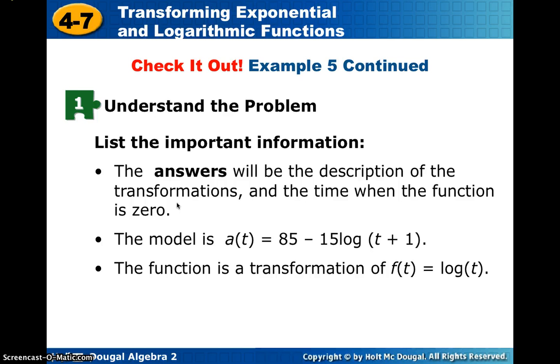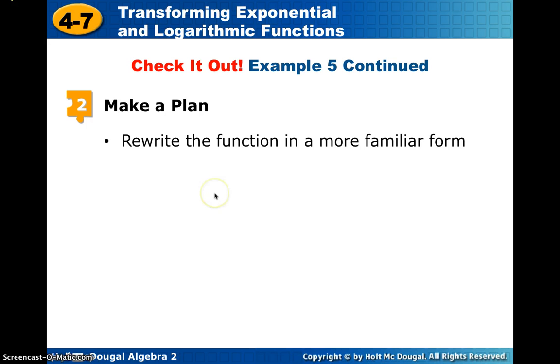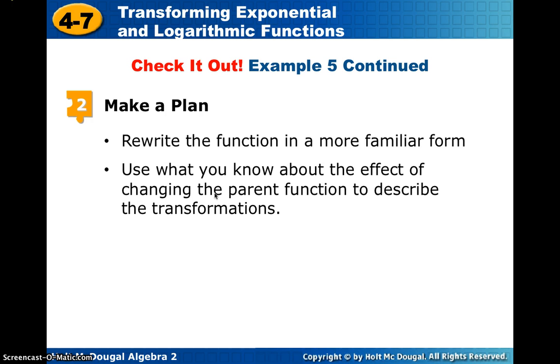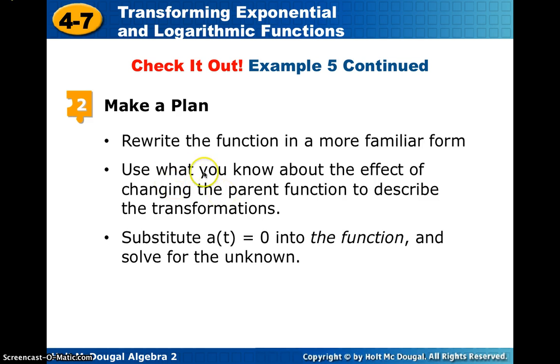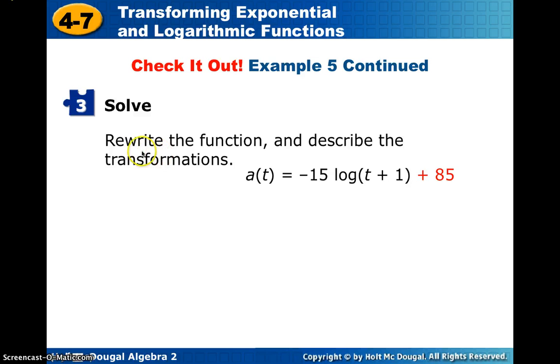So first let's understand the problem. What they're looking for here is a description of the transformations, and they want us to solve for time when the function is 0. They give us this formula, and we know from this formula that the parent function we're talking about is log t. So we're going to rewrite the function in a more familiar form, use what we know about the effects of changing the parent function to describe the transformations, and then we're also going to substitute A of t equal to 0 and solve for the unknown. So first let's rewrite the function. Let's just move the 85 to the other side, because usually the k value is added or subtracted off of the end of the function.